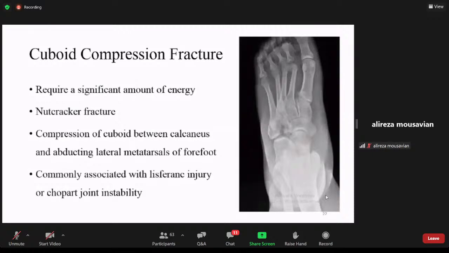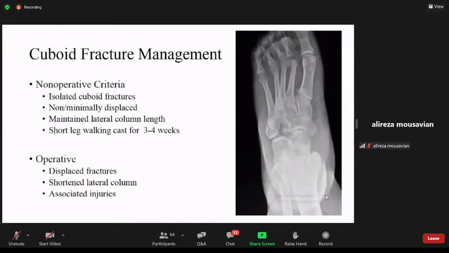One of the compression fractures of the cuboid is called nutcracker fracture, in which the cuboid is compressed between the calcaneus and the abducting forefoot metatarsals, like a nut in a cracker. The importance of these fractures is their association with Chopart and Lisfranc joint injuries.